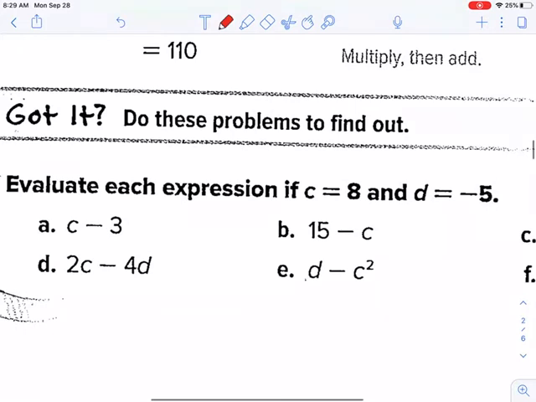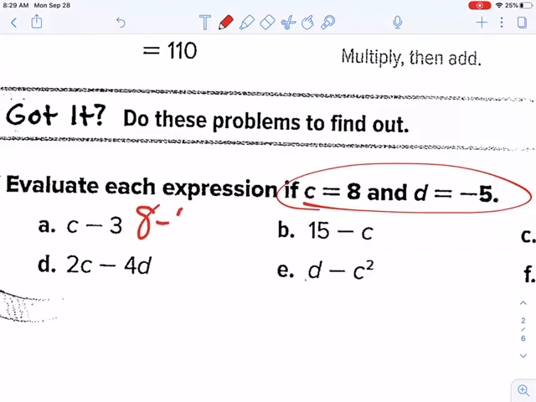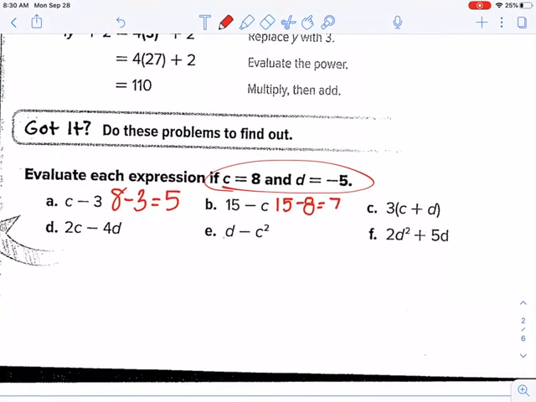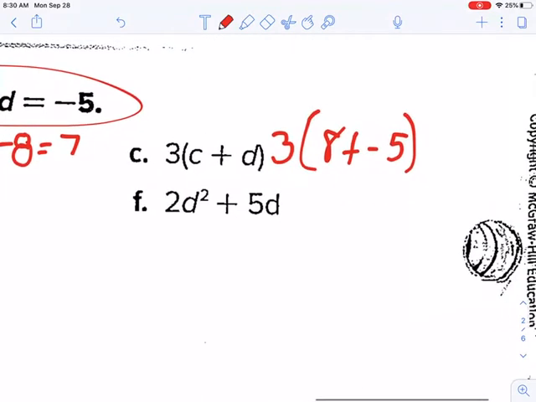Letter A is c minus 3, so c is 8. So we're going to do 8 minus 3, which is 5. I want to see your substitution and your answer. Okay, B is 15 minus c, and that would be 7. Letter C, you have 3 times the sum of c plus 10. So we're going to plug in an 8 and a -5. Do parentheses first. That's going to give you a 3. 3 times 3 is 9.